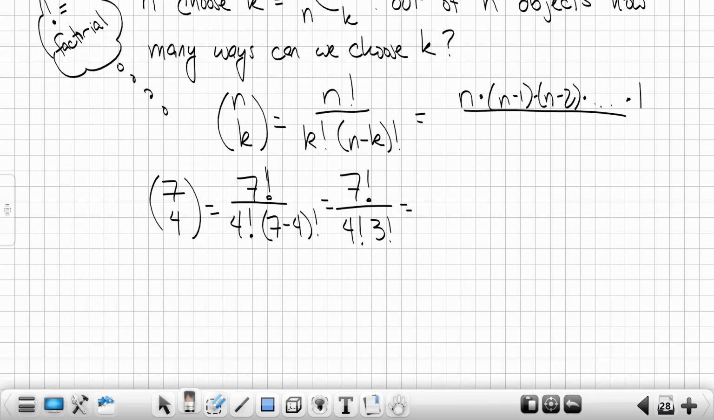All right. So, what's 7 factorial? Okay. What's 4 factorial? 4 times 3 times 2 times 1. And what's 3 factorial?